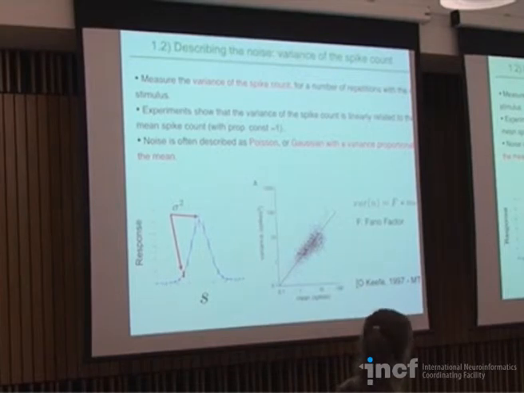Another model is to use a Gaussian distribution with a variance that would be proportional to the mean, with a relationship like this, where here we can manipulate the relationship between the variance and the mean. You've seen that before, I'm sure. Yeah?